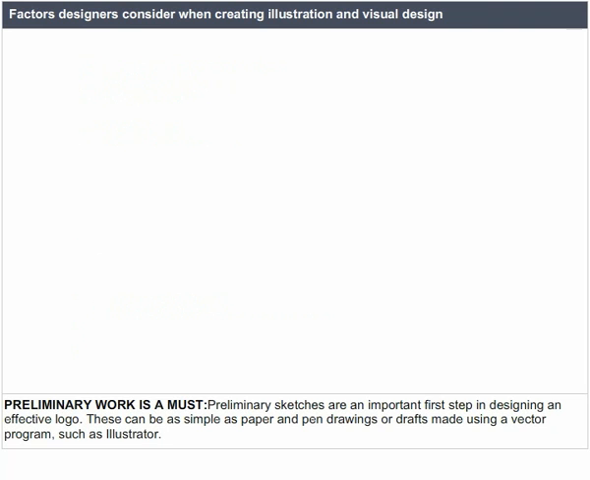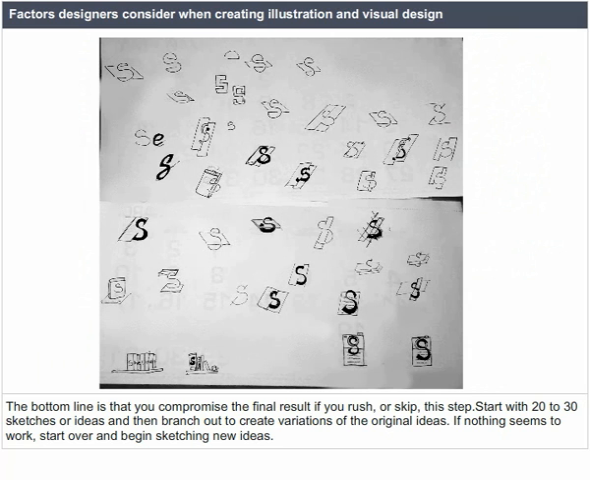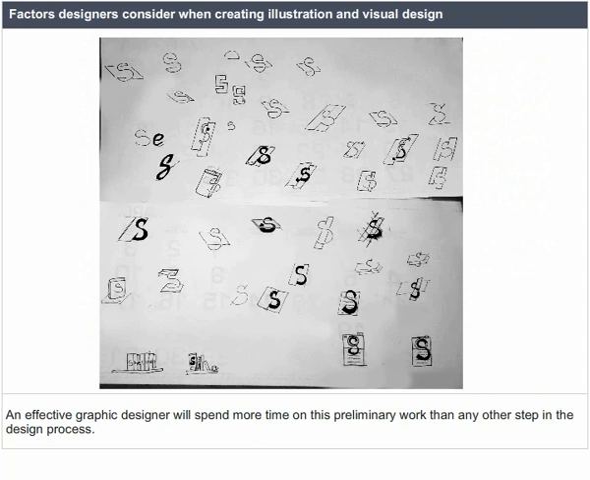Preliminary work is a must. Preliminary sketches are an important first step in designing an effective logo. These can be as simple as paper and pen drawings or drafts made using a vector program such as Illustrator. The bottom line is that you compromise the final result if you rush or skip this step. Start with 20 to 30 sketches or ideas and then branch out to create variations of the original ideas. If nothing seems to work, start over and begin sketching new ideas. An effective graphic designer will spend more time on this preliminary work than any other step in the design process.